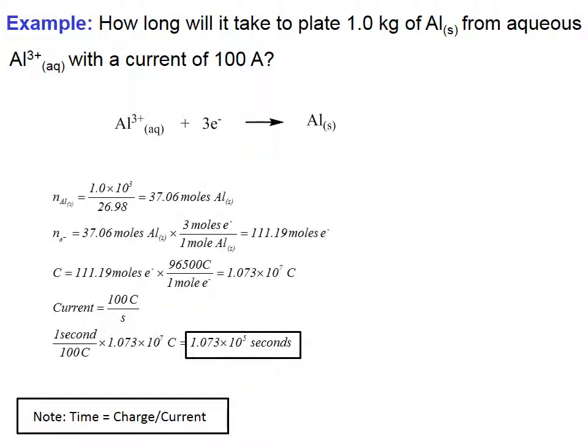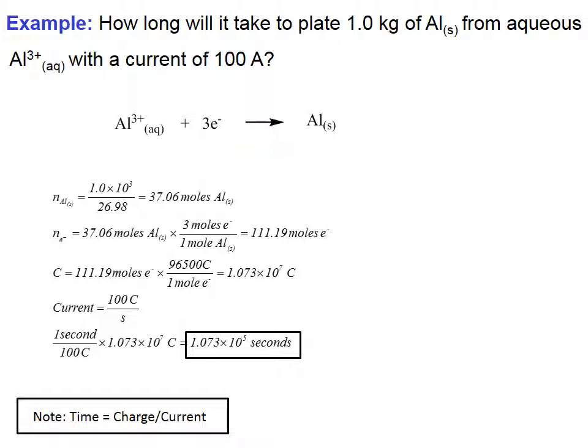So a typical question to ask is, how long will it take to plate 1 kilogram of aluminum solid from aqueous aluminum 3+ with a current of 100 amps? So my reaction is aluminum 3+ being reduced by 3 electrons to aluminum solid. So I want a kilogram of aluminum, so if I can get the number of moles in 1 kilogram of aluminum, and multiply that by 3, it'll give me the number of moles of electrons I need to transfer. If I multiply my number of moles of electrons by Faraday's constant, that'll give me the charge that needs to be transferred. And then I know I'm transferring charge at a rate of 100 coulombs per second. So let's do the calculation.